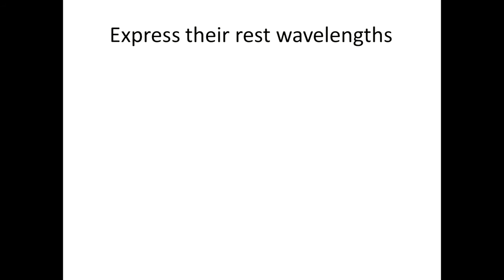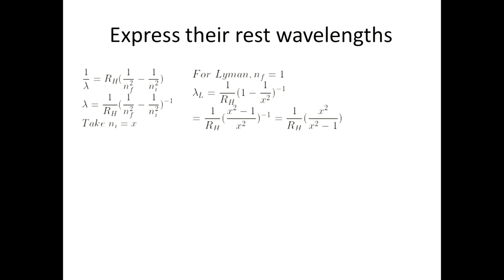Well, we should first express their rest wavelengths. So here, you know the expression of finding the wavelength of a certain spectrum right here. We just have to put it all to the power of -1, like this one, and we can find the initial wavelength. Now, because the initial shell, or Ni, is the same, we can just assume it as x, and we can work for the different spectrums now.